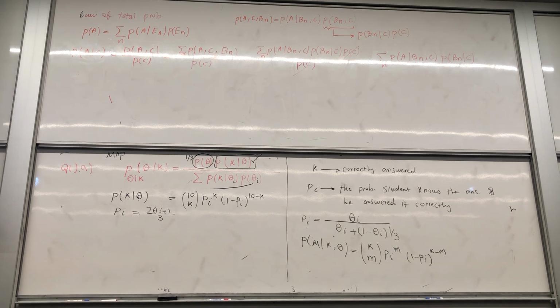Let me check the solution. Yes, K could be at most equal to 5. For each of these values, once you evaluate the function, you get these probabilities, and they have to sum up to 1. Okay, what is the next part?